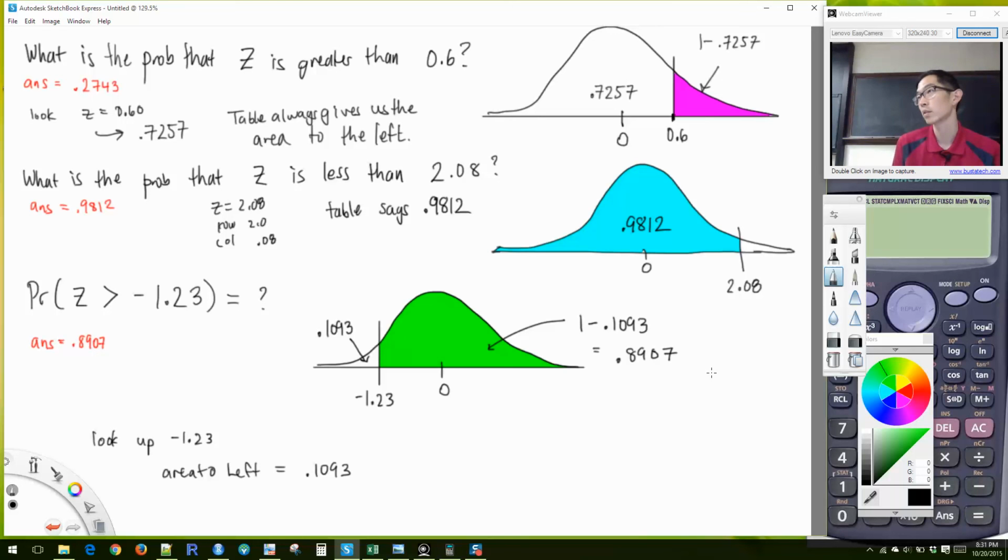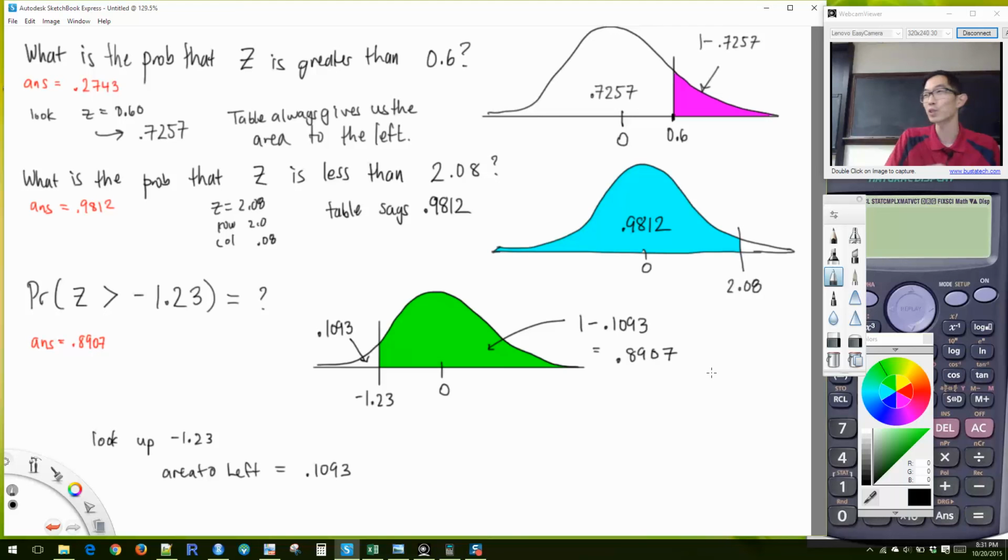Question? I've noticed if you look up positive 1.23, it gives you the answer. That is correct. Okay, so there is a shortcut because the thing is symmetric. The area to the right of z is equivalent to the area to the left of negative z. So you can use that. If you can keep track of the signs on the left and the right in your head, you can use that as a shortcut.